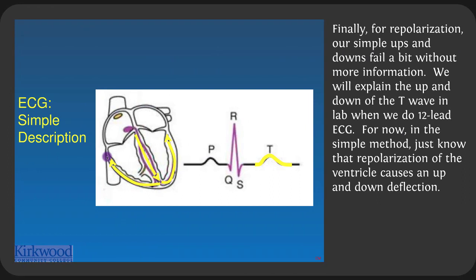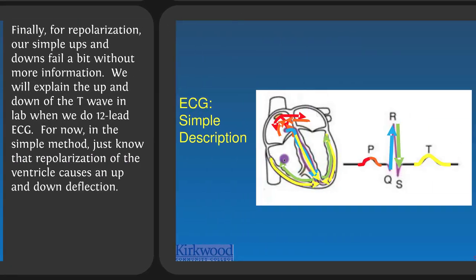Lastly, we have repolarization of the heart. It's a little bit cryptic, but mainly it's a voltage that's going up the heart. Technically, because it comes around the back of the heart, it goes up and down. So for now, in the simple method, we'll just say that repolarization of the ventricle causes an upward and downward deflection that causes the T wave. So the T wave is repolarization of the heart.